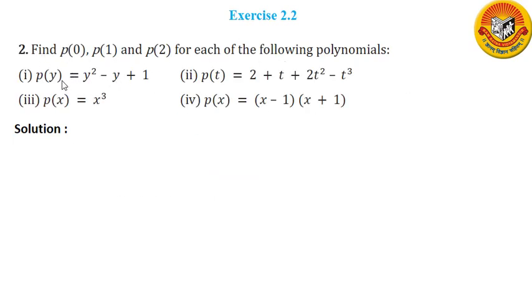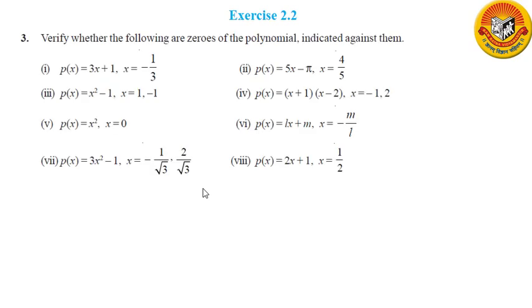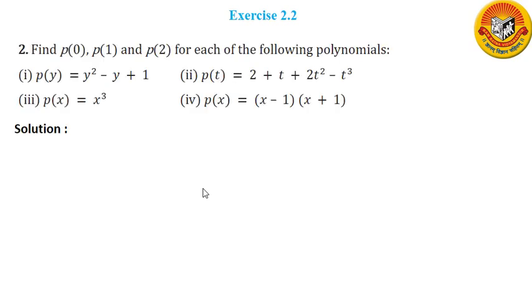Again here p of y or p of t means polynomials are given, and again we have to find p0, p1, p2 like that. That means we have to find the value of polynomials at values 0, 1 and 2. So as you have done in the first problem, in the same way you can solve here. Like in the first question, in place of y you can put 0 and find the value of y square minus y plus 1, that is 0 square minus 0 plus 1, you will get answer as 1. And in the similar way you can solve all the 4 questions.